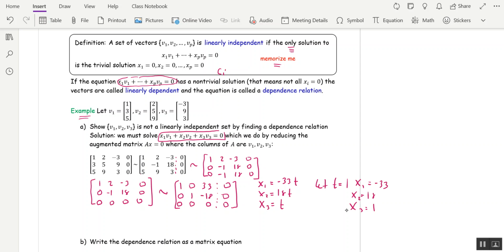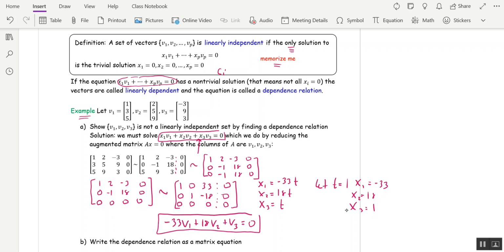I wouldn't want to leave my answer like that because I was asked to write down a dependence relation. So my dependence relation is this equation here, where I'm going to replace the x's with -33, 18, and 1, respectively. So I'm going to get -33 v1, because that's the name of the first vector, plus 18 v2 plus v3 equals 0. That's my dependence relation. Nothing special about t equal 1. I could have let t equal 2, 3, 4, anything except 0.